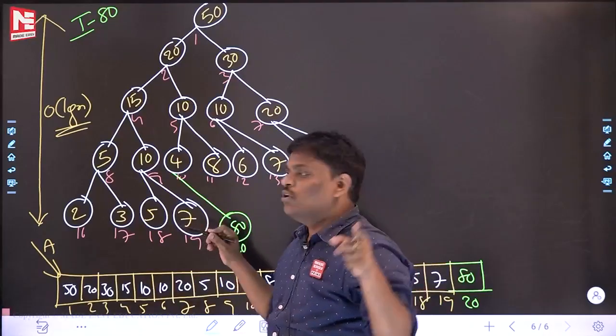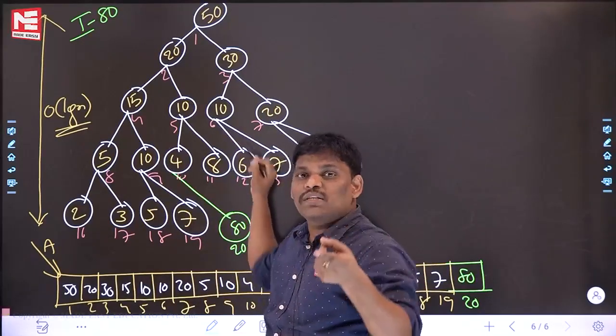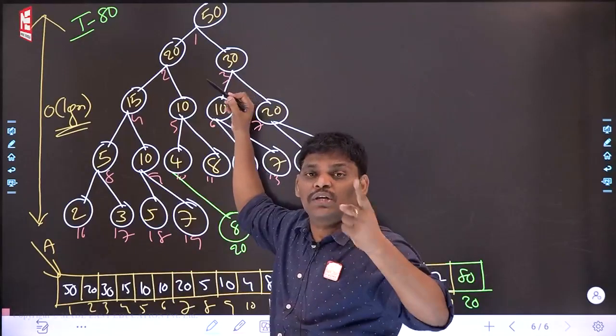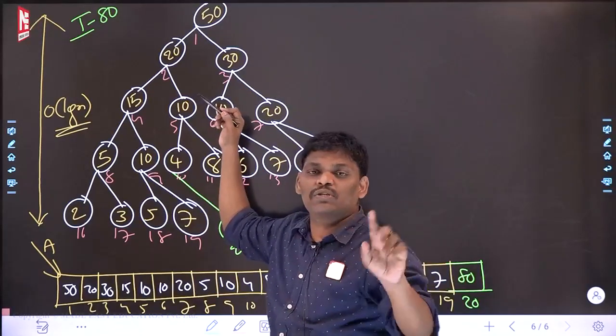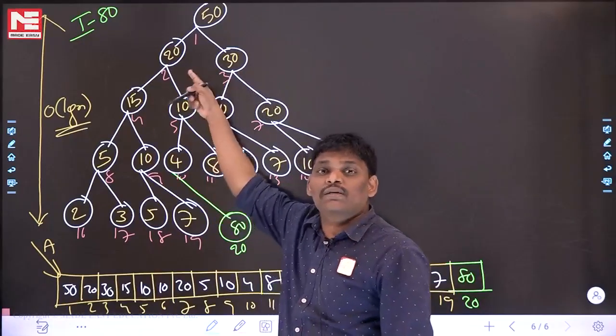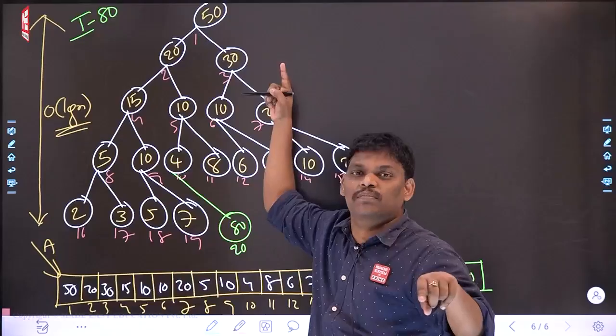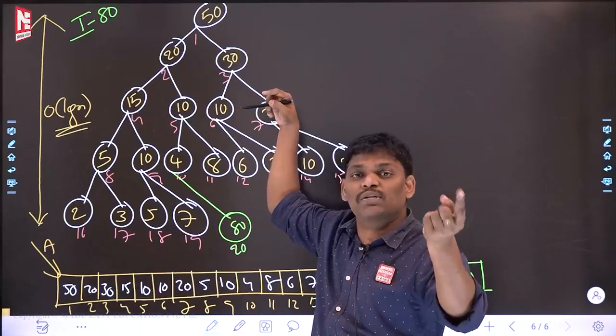But one thing is true. Before this insertion, it is a max heap. After this insertion also, it should be a max heap. Otherwise, you have not done the insertion. You spoiled the tree. Please be careful. It is a max heap before insertion, and after insertion also it should be a max heap. Then only have you done the insertion, otherwise you spoiled it.